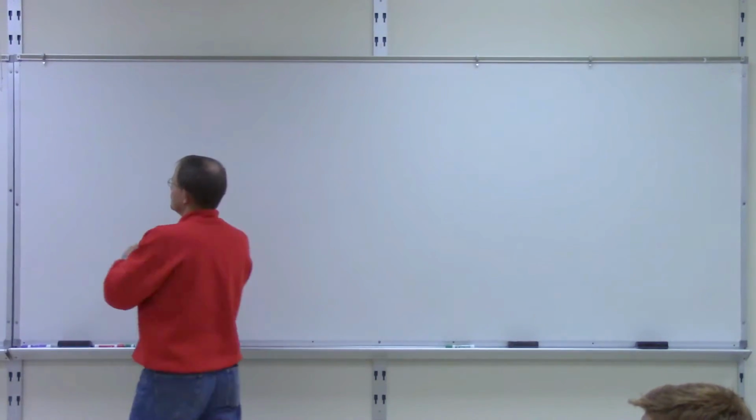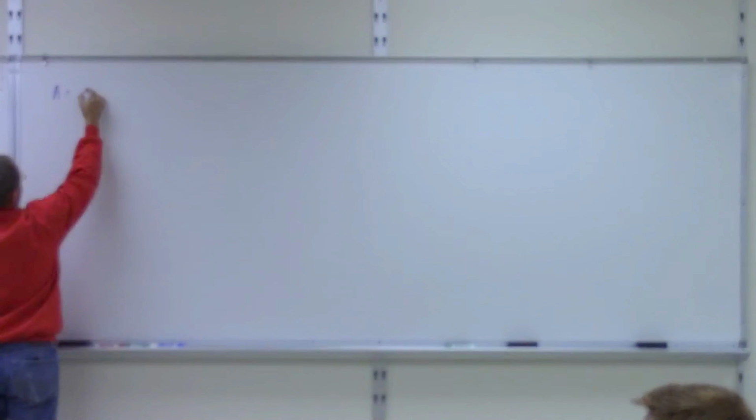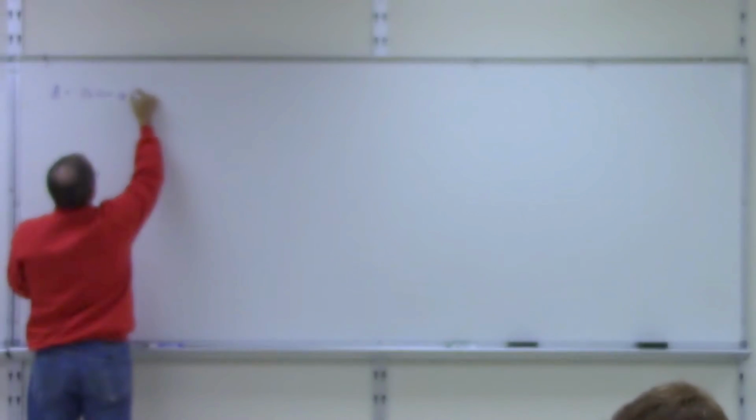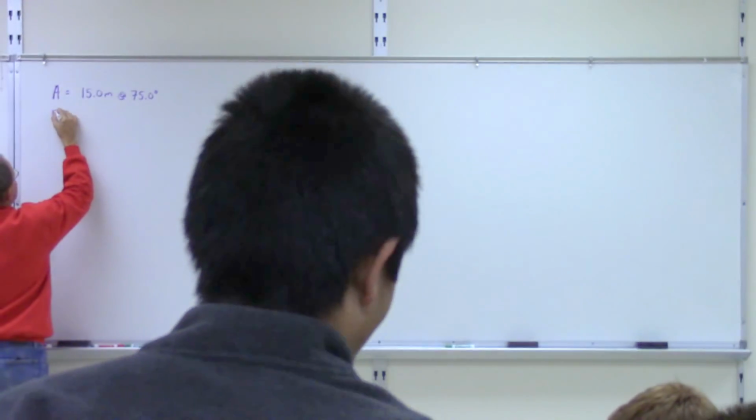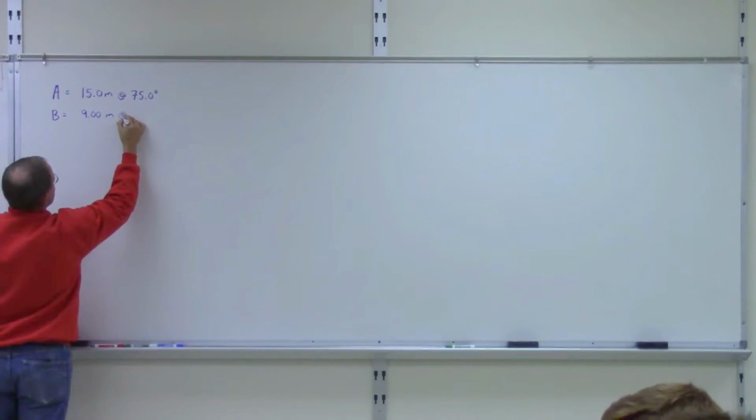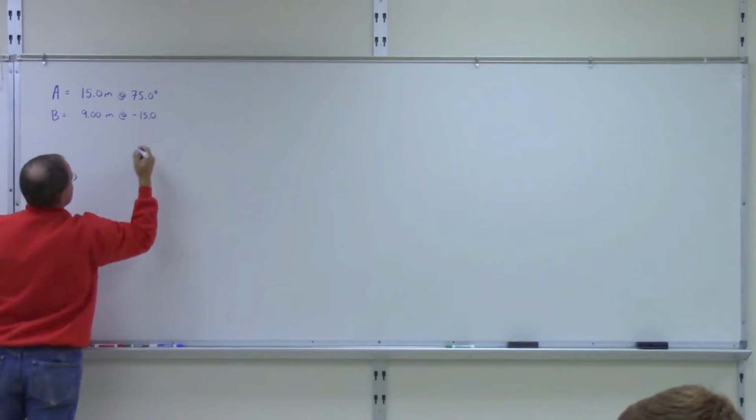So here's the problem I'm going to solve. I'm going to add 2 vectors. I'm going to call vector A 15.0 meters at 75.0 degrees, and vector B is going to be 9.00 meters at negative 15 degrees. So those are my 2 vectors I want to add. So I'm just going to go through the process of adding these vectors.